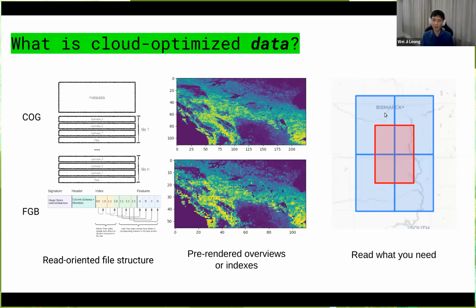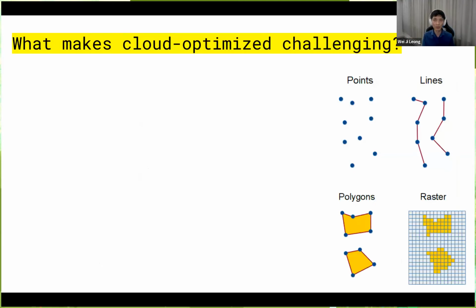So on the right, if you zoom in, you'll get to lower overview levels, and then you can just grab the tiles you need. So you're never reading the entire file at once. You're only reading what you care about. And this allows for faster visualizations of raster data. That's just an example of raster data.